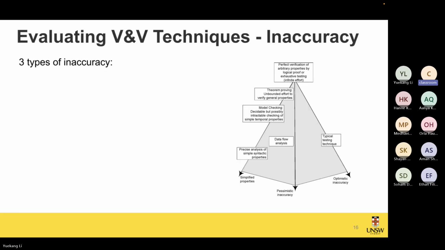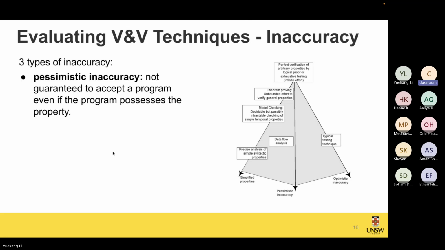So what are these inaccuracies? There are actually three types of inaccuracies here. The first one is pessimistic inaccuracy. Pessimistic inaccuracy means that we are trying to be pessimistic. We try to suspect that the software is not safe, is not dependable. So in that case, whatever looks suspicious, we mark it as a bug. So this is pessimistic inaccuracy.